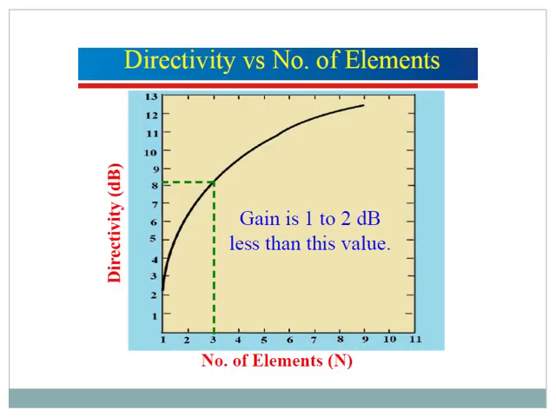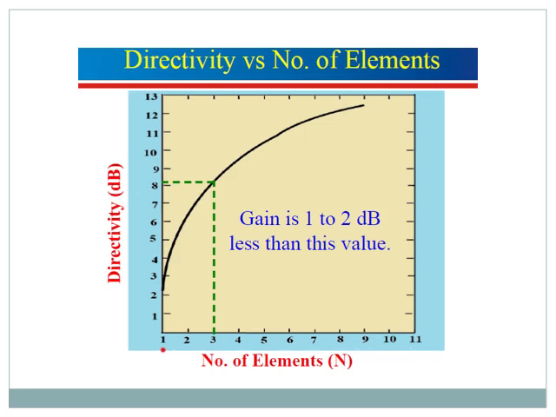Now, let us discuss the graphical representation of directivity with respect to the number of elements. As I told, the number of elements is limited to 11. Starting from 1 to 11, whenever the number of elements is taken in the Yagiuda antenna, how the directivity changes is what we need to analyze with respect to this graph.